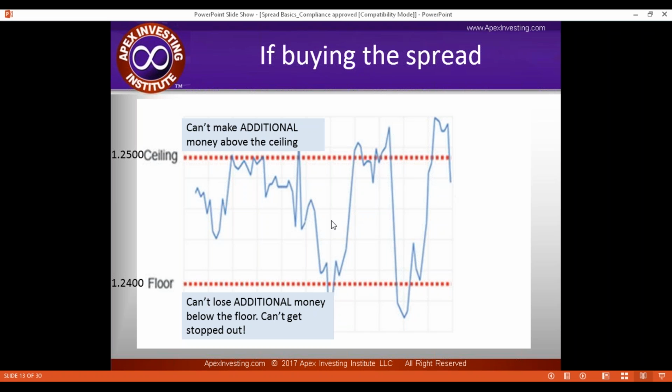No, Randy, if I bought it at 24.50, okay, and it goes against me, I only lose money down to where? 2400. So what's the difference between 24.50 and 2400? 50, right?